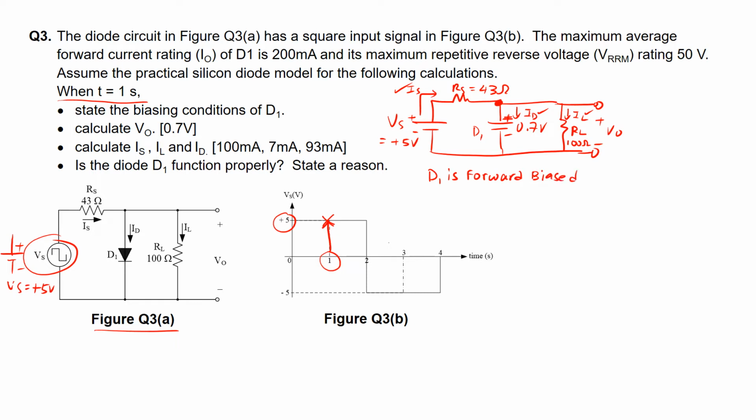Okay, so that's to answer the first part of the question. Now, next we want to calculate what is V naught here. So this is where V naught is, and if you look carefully, this V naught is actually in parallel with this RL here, the resistance RL. So I can just put down here, V naught will be equal to VRL, as well as equal to VD1, since V naught, the resistance RL and the diode D1 are all in parallel. Therefore V naught will have a value of 0.7 volts.